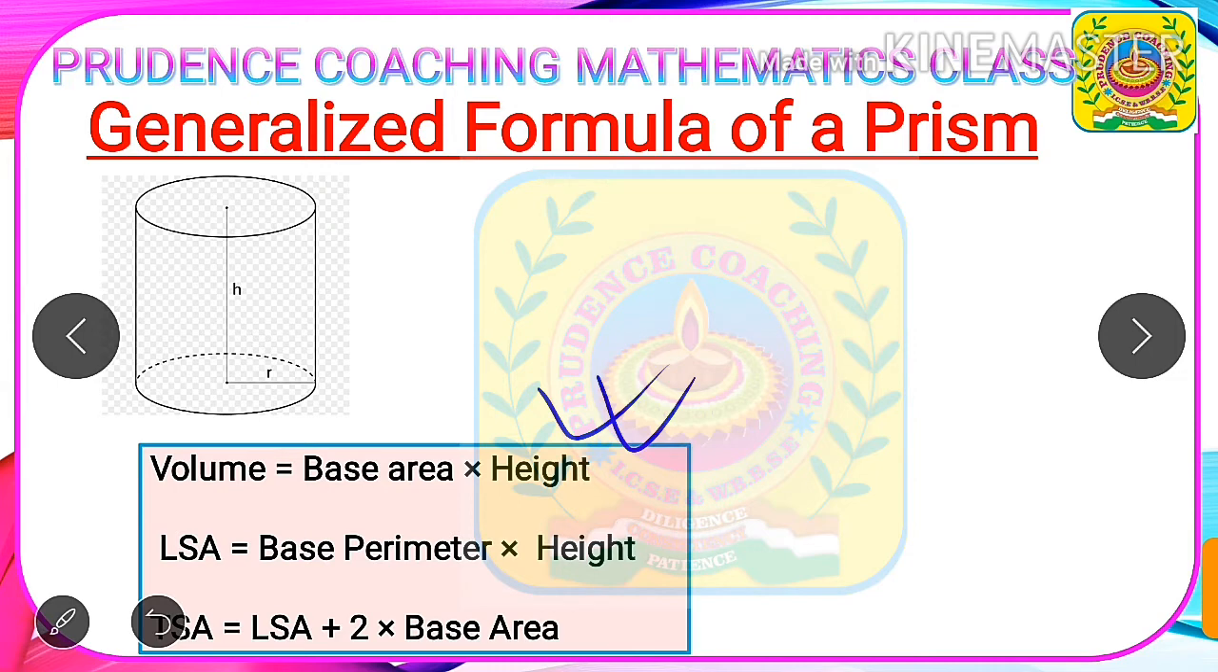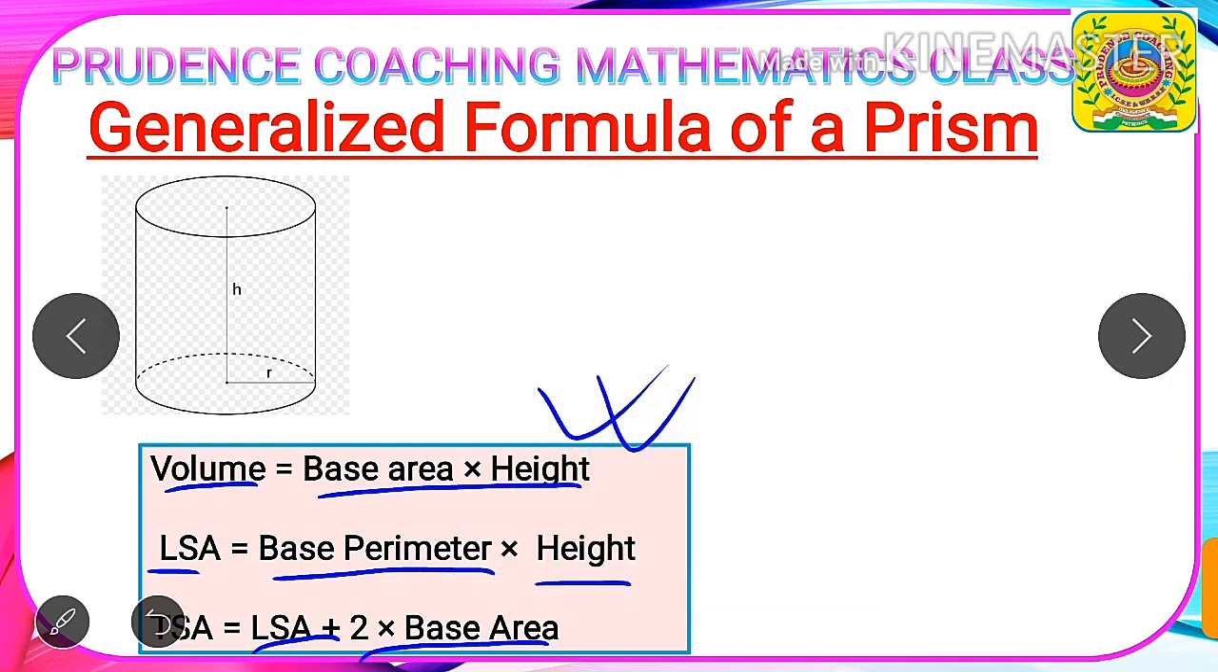So let's start. As you can see, volume equals base area into height. Lateral surface area equals base perimeter into height. Total surface area equals lateral surface area plus 2 into base area. Students, you can see these formulas are quite difficult, is it not? Yes, these are difficult, but after seeing the trick and the basic concept, this will be the easiest formula. So let's start.